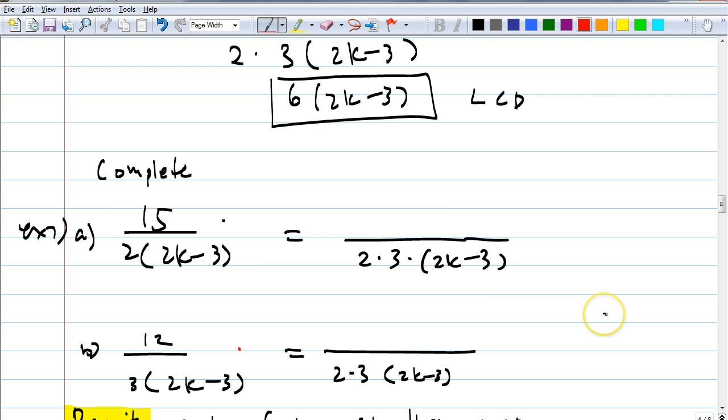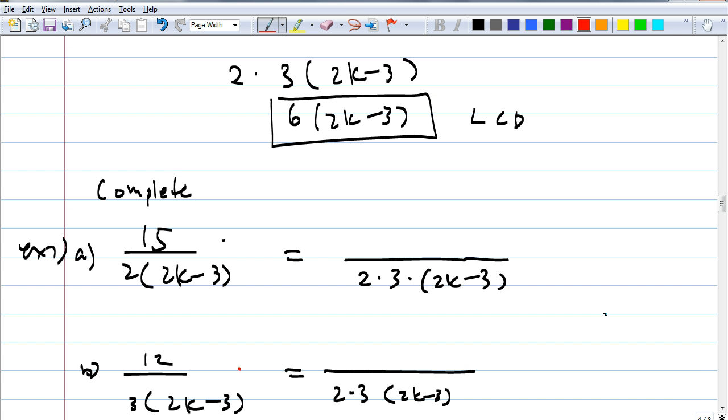All right. Here, it's kind of like example 1, the one that we did in the very beginning. So let's do A and B. I got 15 over 2 times 2k minus 3. Can you complete, fill in the blank? What goes up there? And then if I want the denominator to be 2 times 3 times 2k minus 3. And B says 12 over 3 times 2k minus 3. Now I want it to look like 2 times 3 times 2k minus 3 for the denominator there. So can you complete what goes in there? Go ahead, everybody try. What must go in?